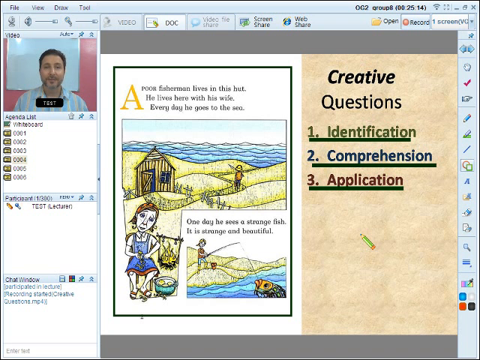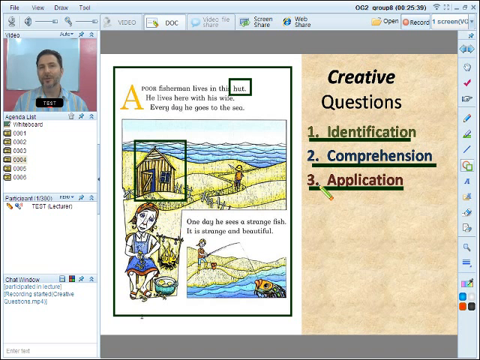Okay, how did it go? How'd you do? I'm only going to give you some examples, but let's start with the identification question. Maybe you could say, where does the fisherman live? That's identification. The answer is right there, hut. Maybe they don't know what a hut is, but the nice thing is you have a picture.